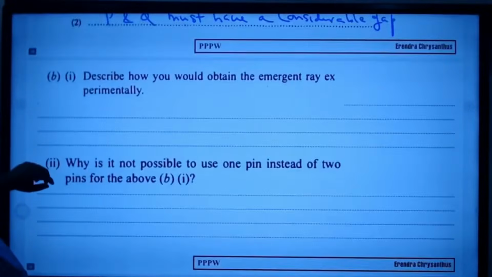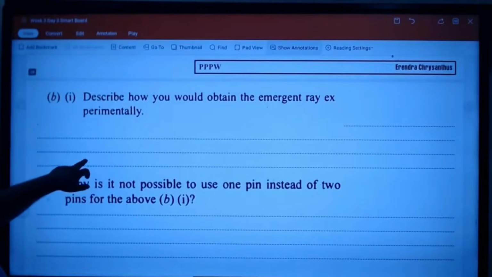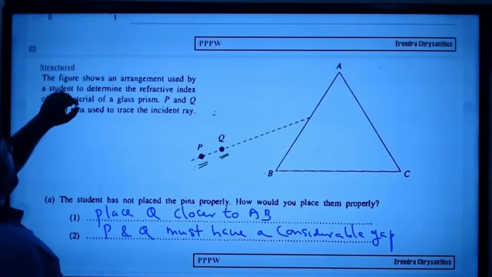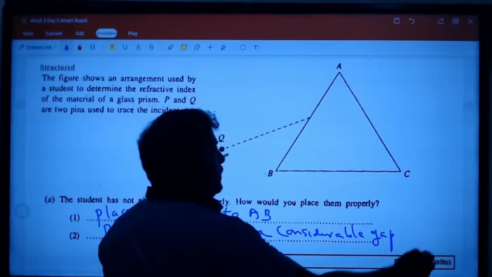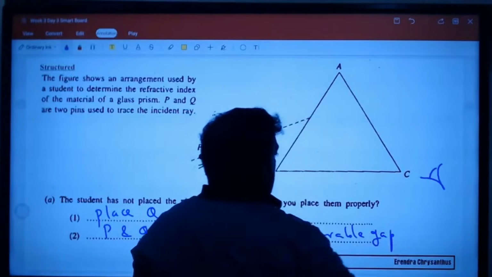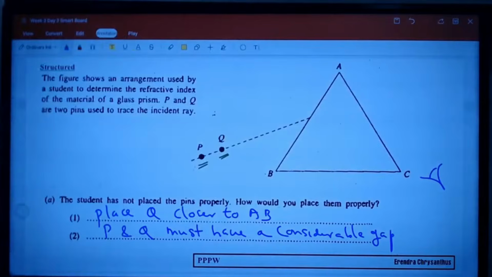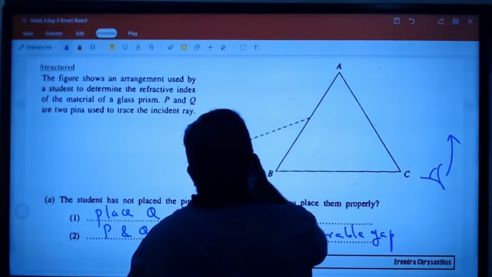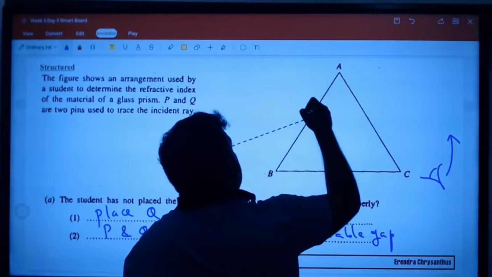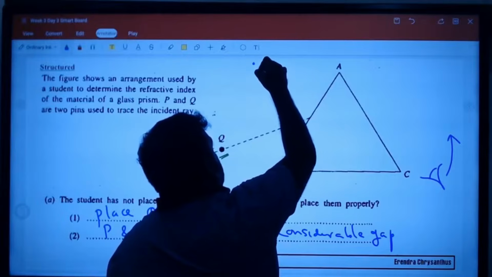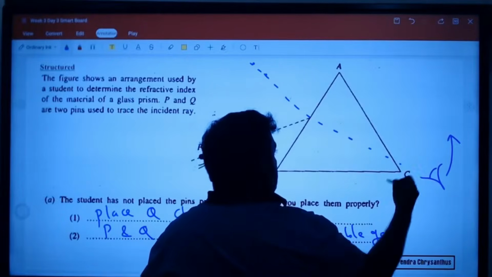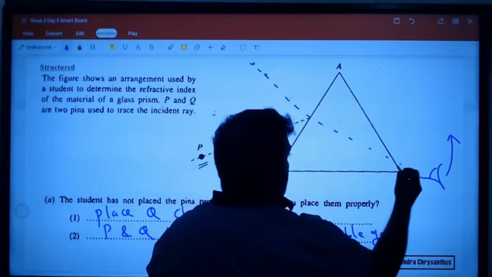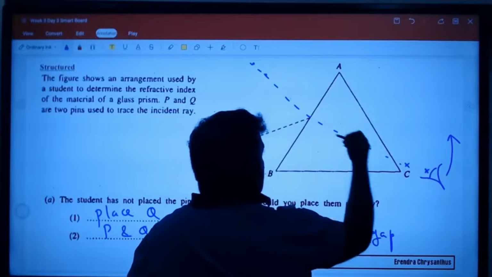Moving on. How would you obtain the emergent ray experimentally? Place your eye here. Move your eye from C to A. At one instant, you will see the images of P and Q in line. Place two other pins in line with the images.